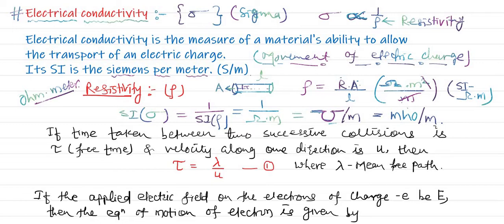So here we have defined electrical conductivity and ultimately the resistivity. Electrical conductivity and resistivity are reciprocals of each other. Okay, right. This is the basic idea about electrical conductivity.